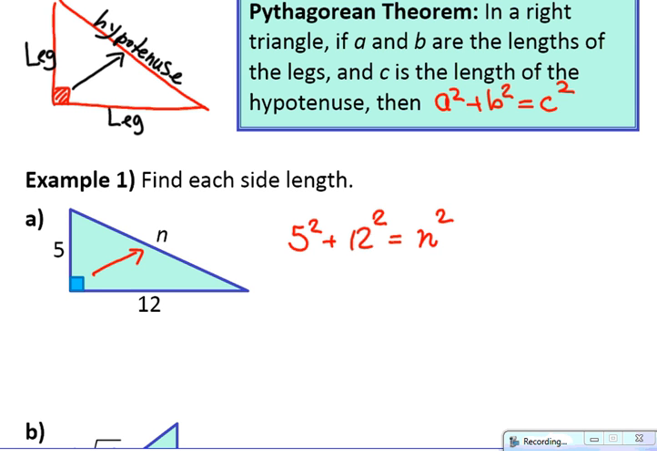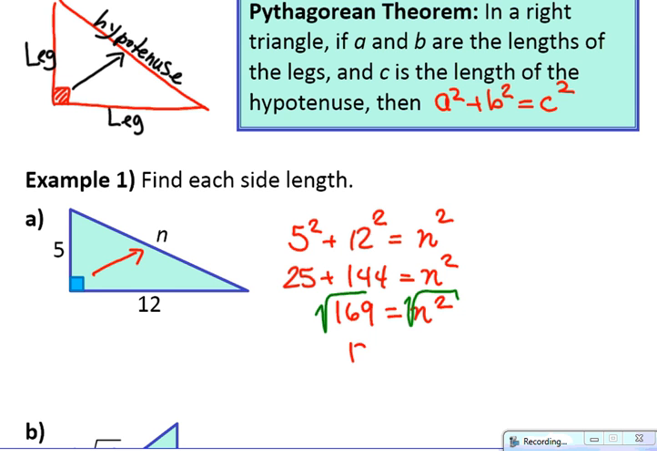So N has got to be alone on one side as the hypotenuse. I'm going to use PEMDAS to solve this, so I'm going to do my squaring first. So that's 25 plus 144 is equal to N squared. I'm going to add and get 169 is equal to N squared. To solve it, recall that we need to take the square root of both sides to undo this. The square root of 169 is 13, and the square root of N squared is N. So my answer is 13.